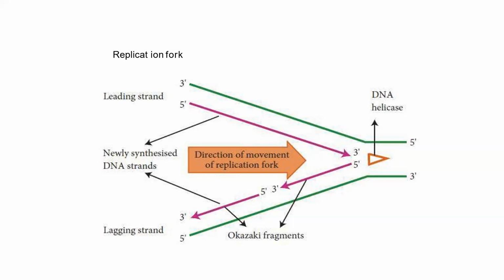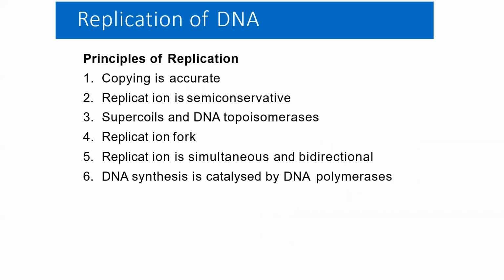Replication always starts at a unique point called the origin of replication, which is single in prokaryotes and multiple in eukaryotes. These sites are usually short sequences of AT base pairs. Now, number 5. Replication is simultaneous and bidirectional. Replication of DNA occurs in the 5' to 3' direction.